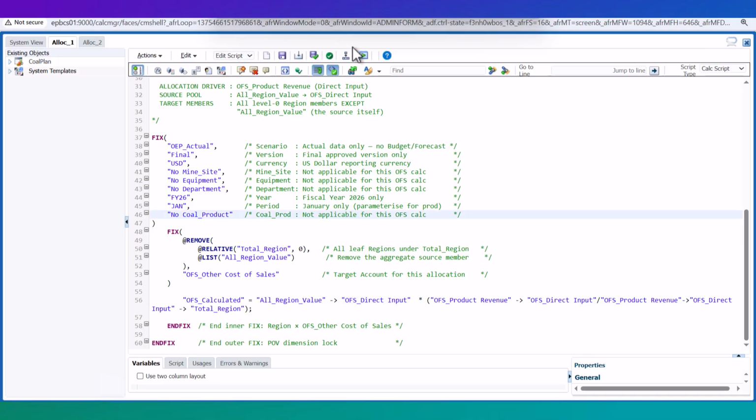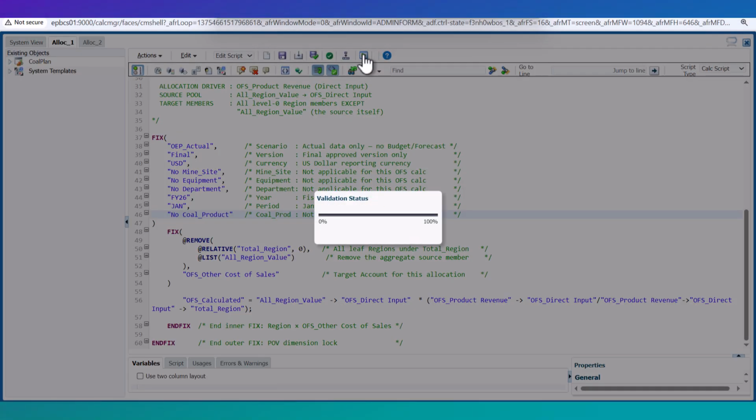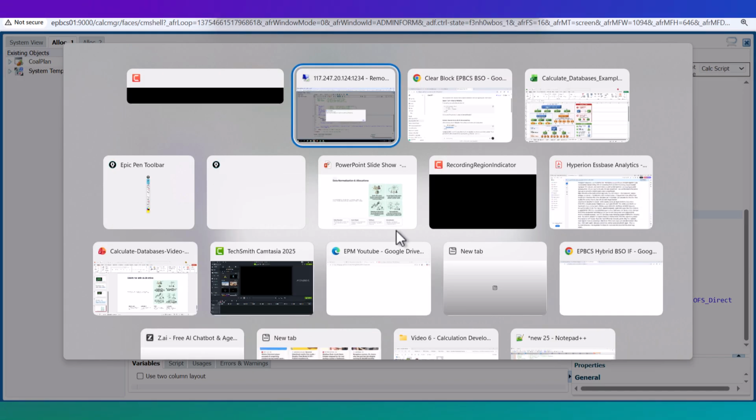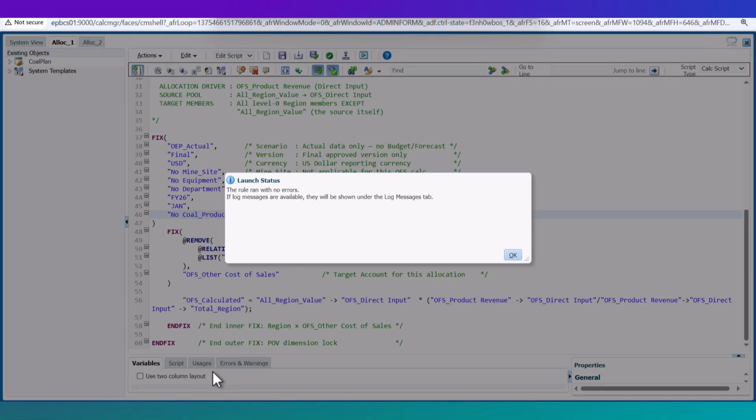So let me execute this script. It should not take much time because we are using a small number of members. Yeah, so the script is completed. Let me refresh the sheet.